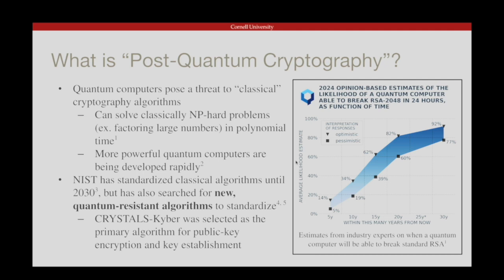The National Institute of Standards and Technology has standardized these classical algorithms until 2030, but has already searched for new quantum-resistant algorithms to standardize for the foreseeable future. From those, Kyber was selected to be the primary asymmetric, or public-private key, algorithm, often used to establish symmetric keys for existing secure algorithms like AES.